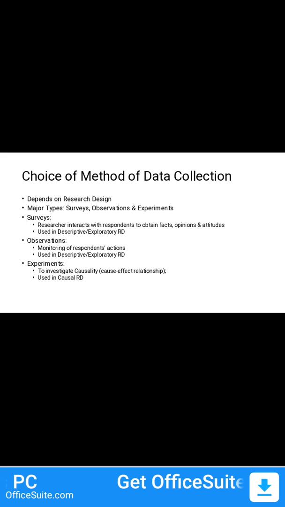Now that we have completed this choice of method of data collection, which if you recall was the third step in the research process, let's move over to the fourth step, which is the sampling procedure. Now you have to also decide the sampling procedure that you are going to employ to collect a sample from the population.